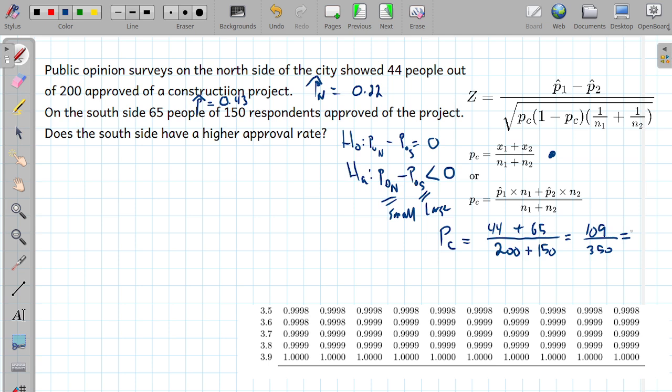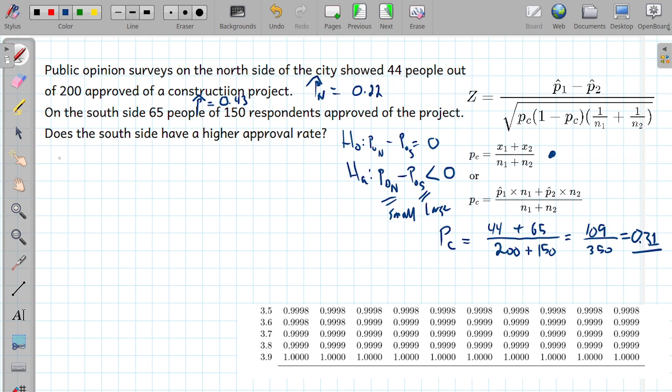109 divided by 350 is 31%. It's 0.311, so that's why I'm just going to go to 0.31. There we go. Now, you'll notice that that is closer to the north side sample proportion because that's the larger of the two samples. This is 9 percentage points away from 0.22, but it's 12 percentage points away from 0.43. Anyway, we have everything we need.